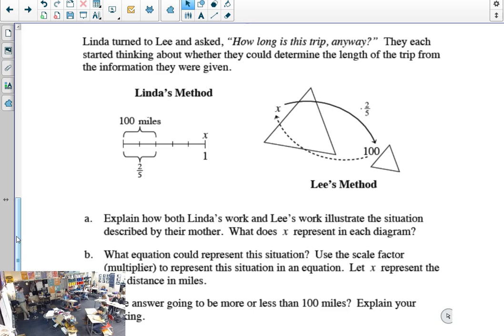But so, back in the day, I heard somebody mumble, "How would you even know that? 100 miles, 2/5." My mom, on our trips that we used to take as a family, would have the atlas out. If you don't know what the atlas is, it's a giant book of maps.